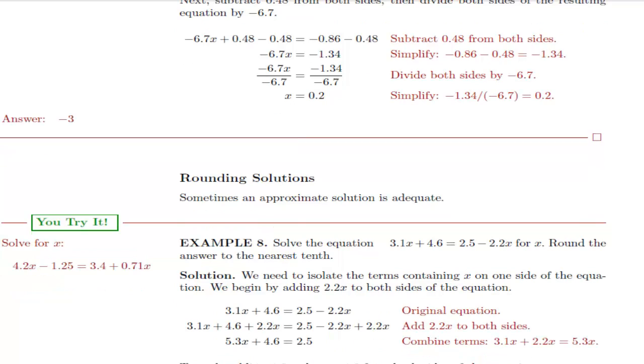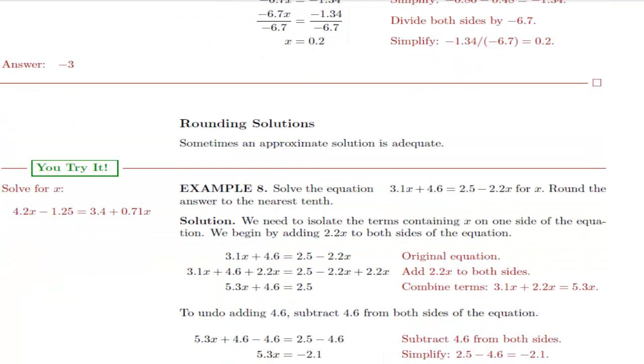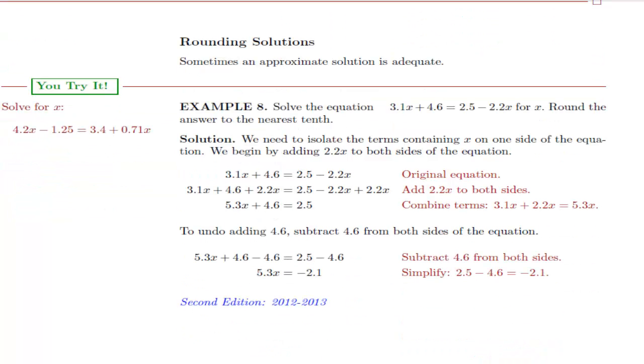Rounding solution. Sometimes an approximate solution is adequate. Example 8. Solve the equation 3.1x plus 4.6 equals 2.5 minus 2.2x for x. Round the answer to the nearest tenth. Solution. We need to isolate the terms containing x on one side of the equation.